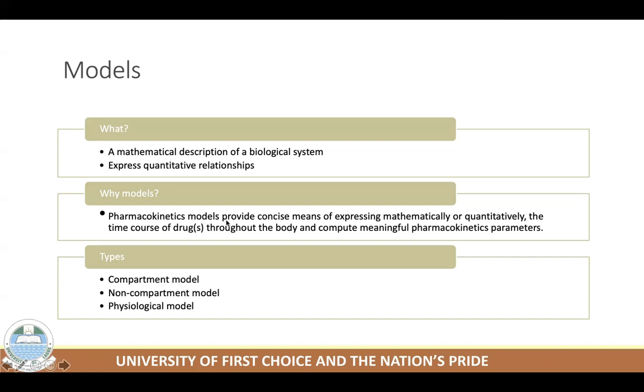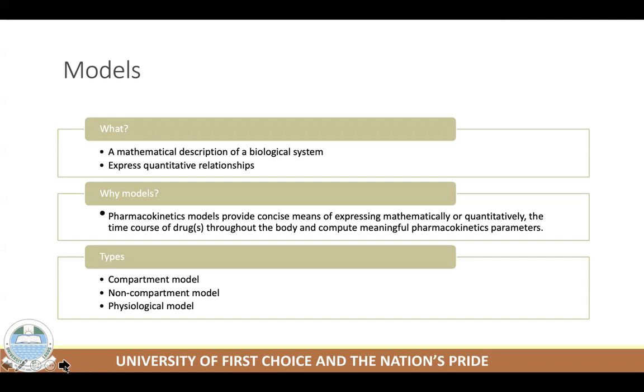Of course, pharmacokinetic models provide concise means of expressing mathematically or quantitatively the time course of drugs throughout the body and help us compute meaningful pharmacokinetic parameters. Of course, you know that there's no drug that's approved for use without appropriate pharmacokinetic parameters being defined.